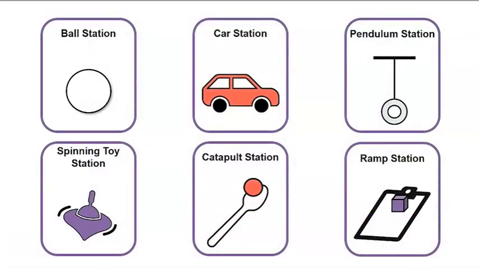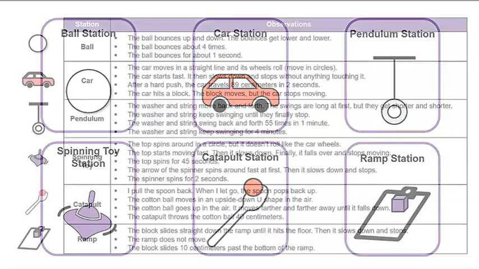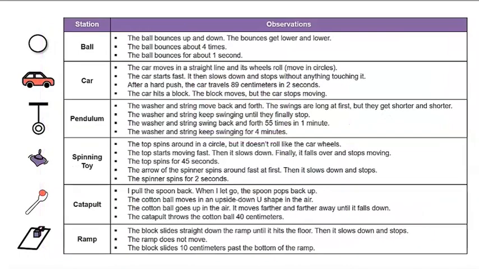Do you remember when we visited these motion stations? We wrote down our observations in this chart. Do you notice any similar words in our observations? I noticed that at the car station, we used the word stop to describe the car's motion. Do you see the word stop anywhere else on our chart? Point to where you see the word.